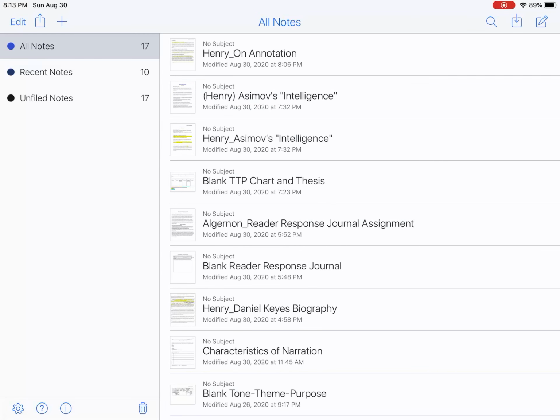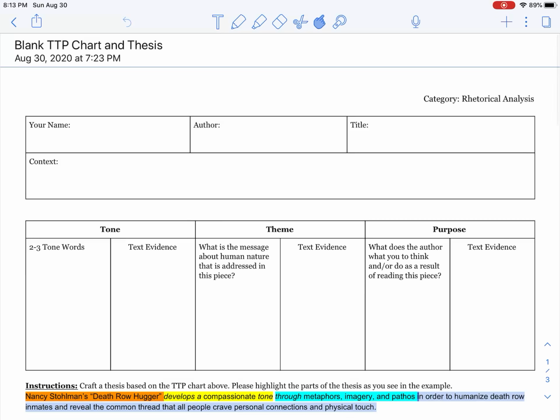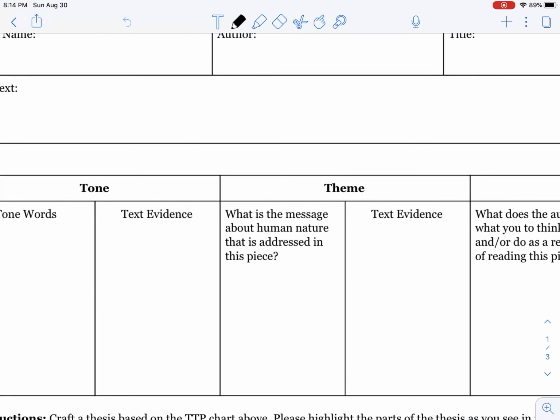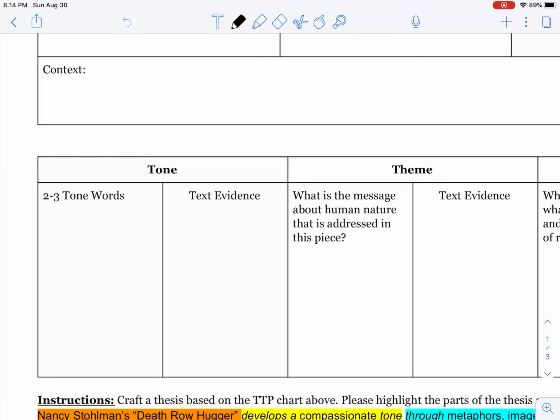So if we take a look at the blank TTP chart for intelligence, you'd have to look at your tone words list and you'd have to think of what are some tone words that help to convey the tone of this piece. What is the message of the text about human nature?